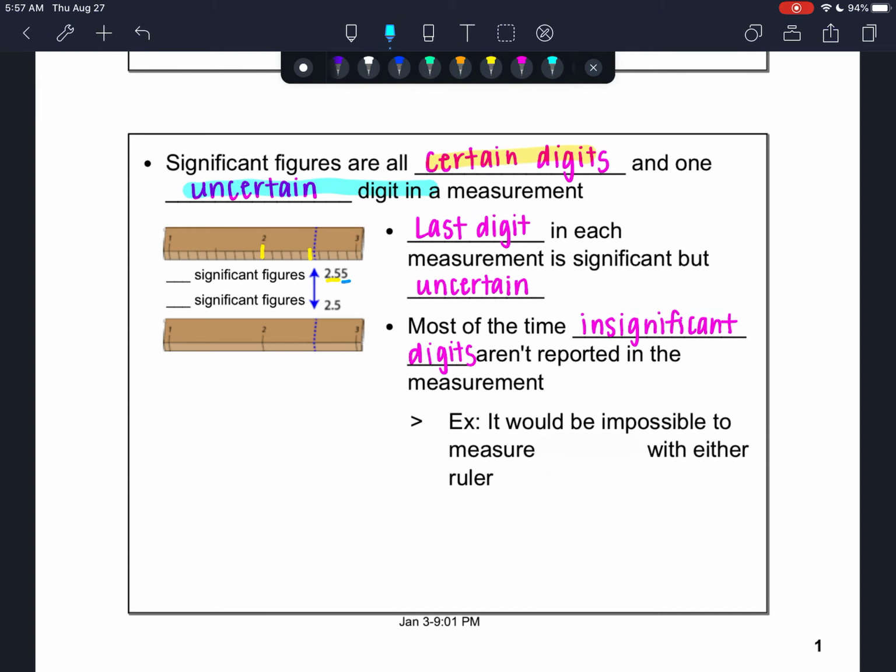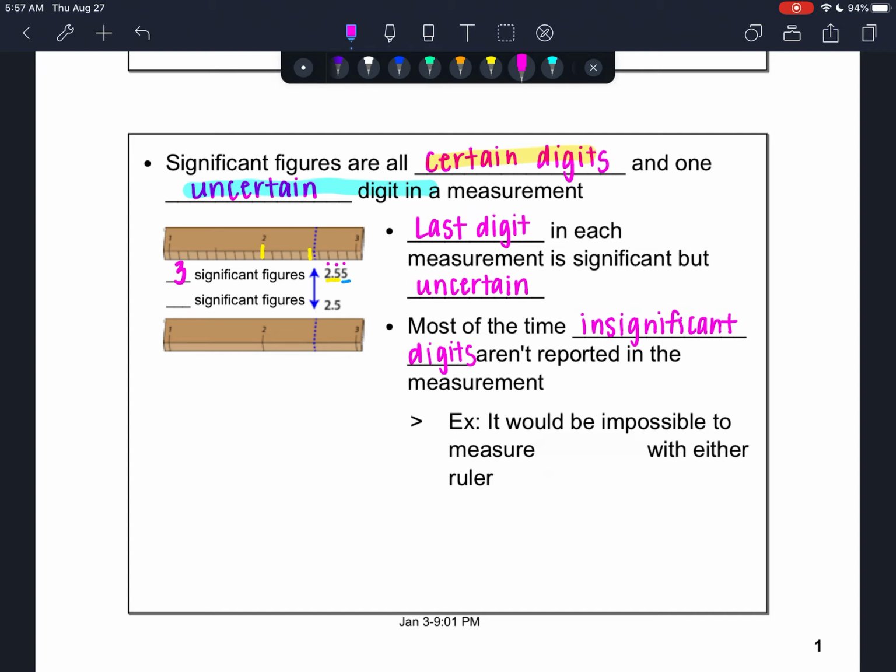So if I were to count the number of significant figures that are in this measurement, I would count how many certain digits I have and how many uncertain digits I have. So since there are 2 certain digits and 1 uncertain digit, this measurement has a total of 3 significant figures.